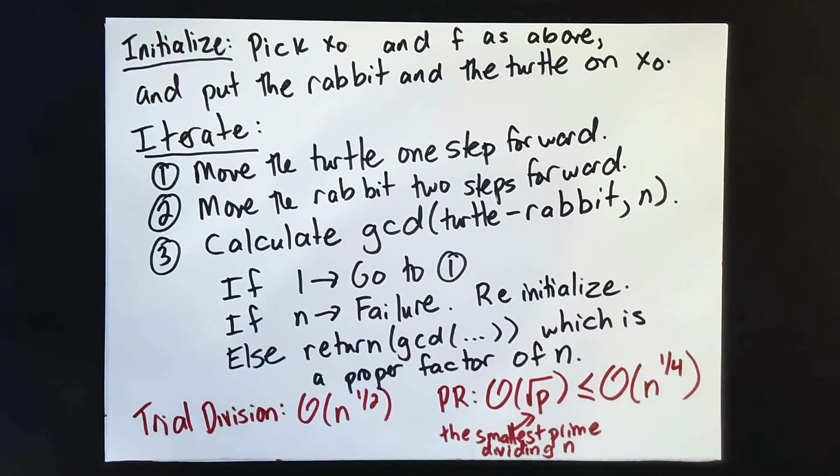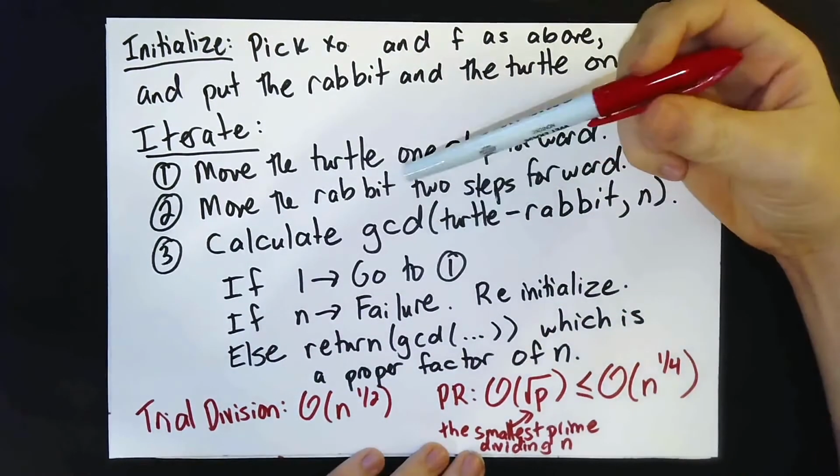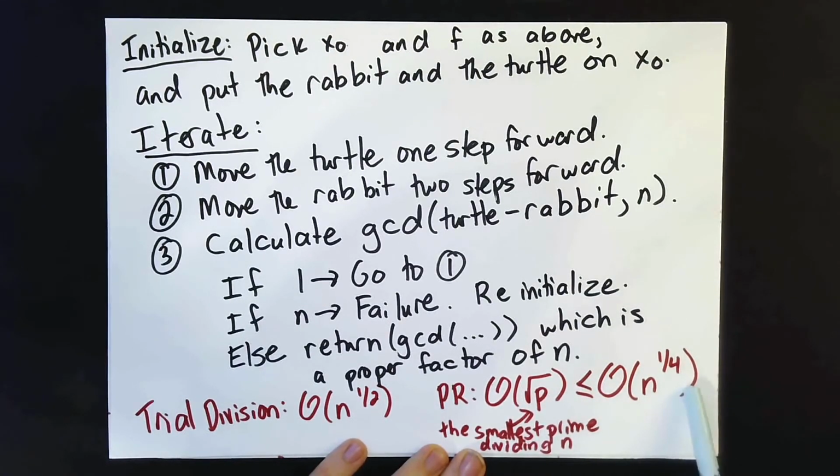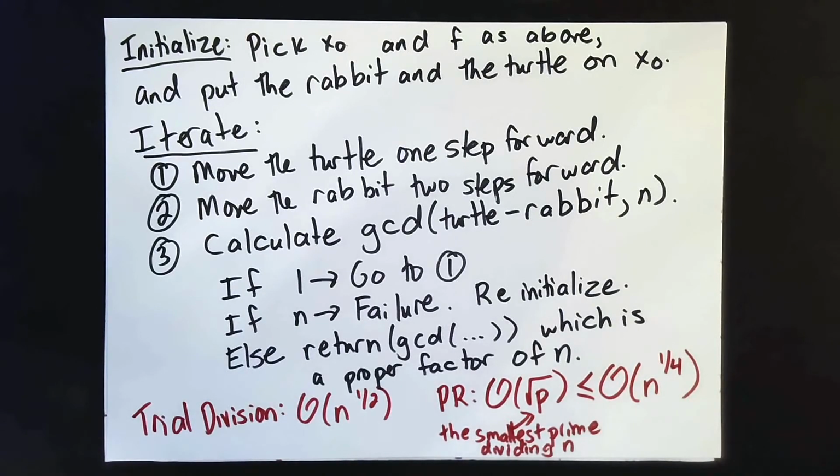But that really is the magnitude of the improvement between trial division and Pollard rho factoring: we went from something that was n to the 1/2 to something that was n to the 1/4. And as you'll see when we do examples in a moment, this is really, really much faster. So let's pull up Sage and see it go to town with this particular algorithm.